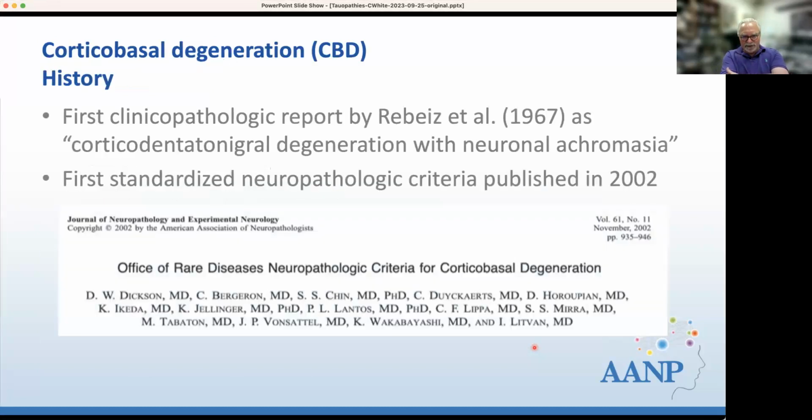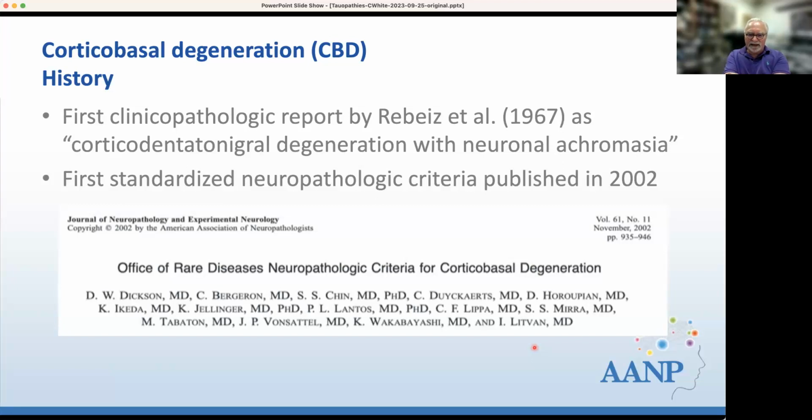So let's jump into corticobasal degeneration. Corticobasal degeneration was first described in 1967 by Rebeiz et al. And he termed this corticodentatonigral degeneration with neuronal achromasia. Neuronal achromasia referring to large neurons with dispersed Nissl substance distributed throughout the neocortex.